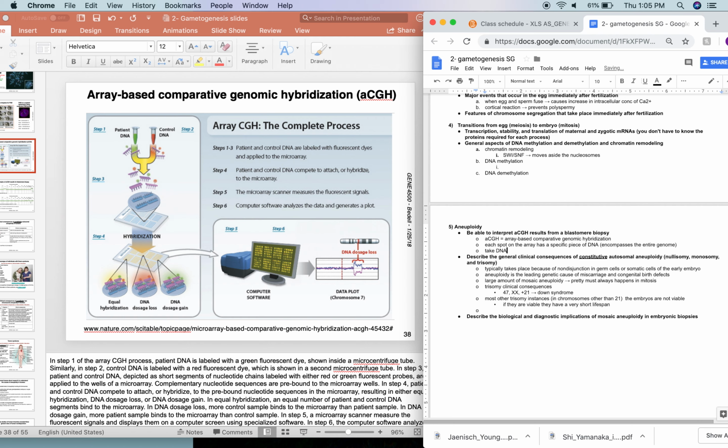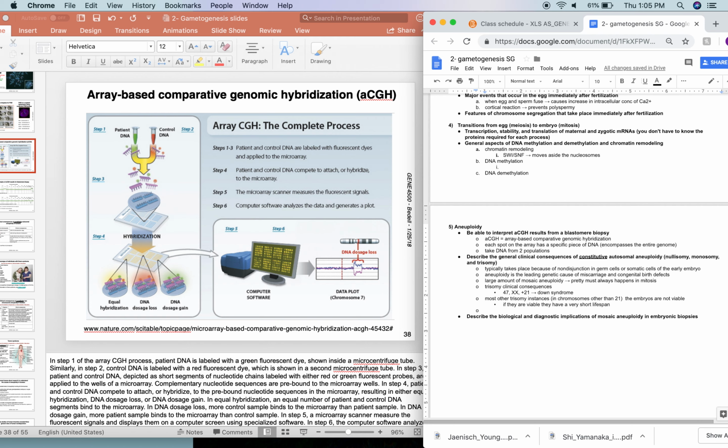There would always be a reference control DNA. It's probably a composite of DNA from lots of different individuals, but the lab doing this would have one control, a huge amount, milligram quantity, and always use it as the reference, the control, because what they're going to be doing is comparing the patient DNA to that control. Two different colors, let those DNAs compete for the same spots.